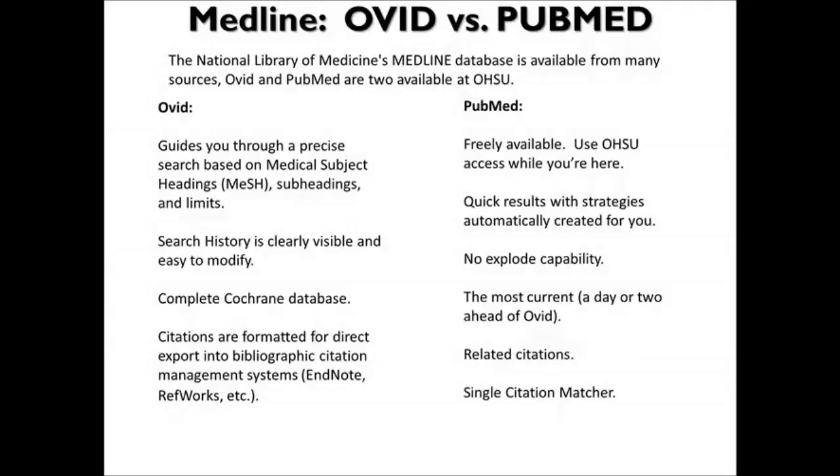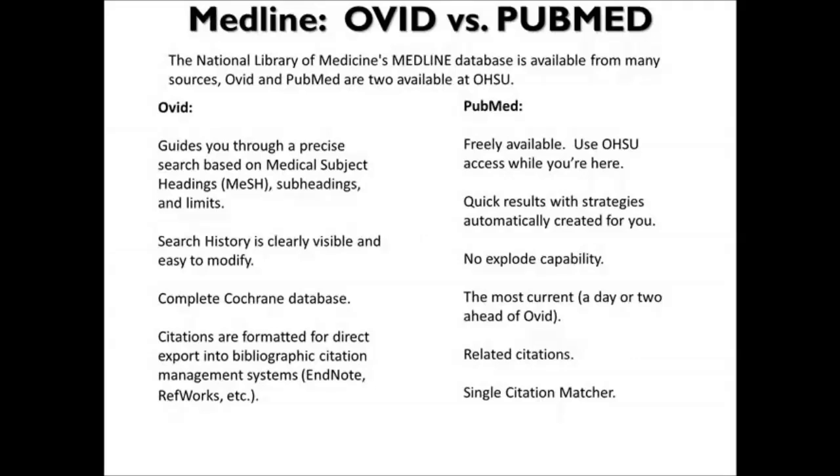One of the things about searching in the Ovid interface is that you get to build a very precise search very easily, and using medical subject headings is built into that interface. You can get very precise and make lots of changes and build your search in different ways very easily using the Ovid interface. When you're searching in Ovid, you're also using the Complete Cochrane database, which is a database of systematic reviews. And then it's very easy to export from Ovid into RefWorks or any other sort of citation management system.